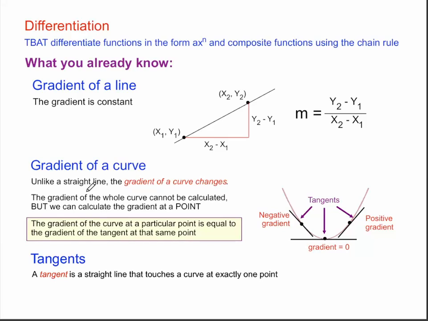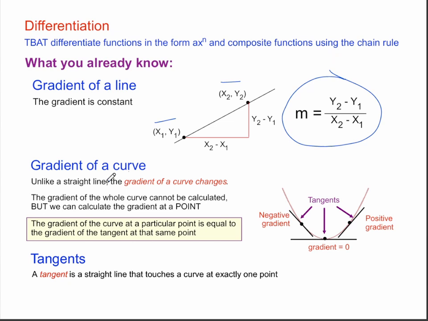We're now studying differentiation. Firstly, with what we already know is the gradient of a line. The gradient of a line is constant because it's a straight line. Therefore, the y2 minus y1 over the x2 minus x1 value is the same for any 2 points on that line. The gradient of a curve, however, is different. The gradient of the entire curve cannot be calculated, obviously, because it's a curve. And therefore, these values will be different for any 2 points that you take.